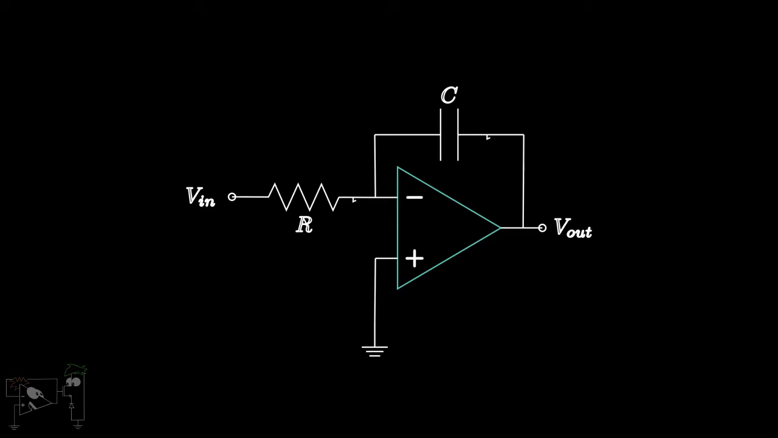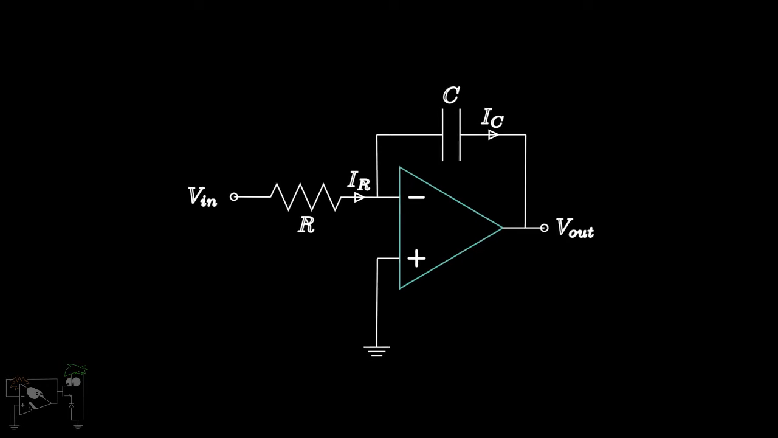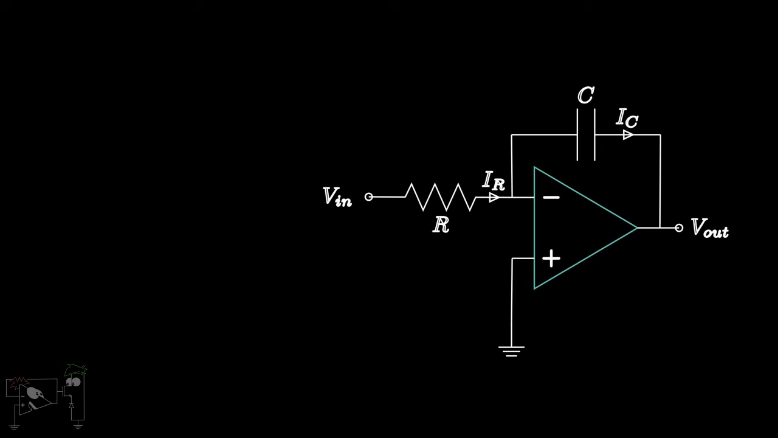Suppose the current flowing through resistor R is IR, while the current flowing through the capacitor is IC. As the op-amp is ideal, no current will flow through its inputs and hence IR will be equal to IC. By Ohm's law, the current IR is equal to Vn minus Vx upon R. Due to the virtual ground condition, Vx is 0.